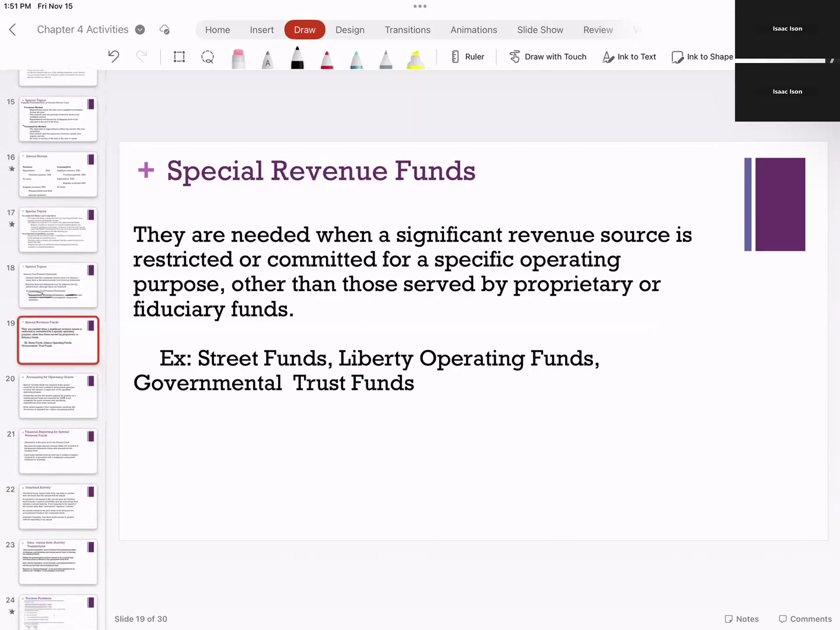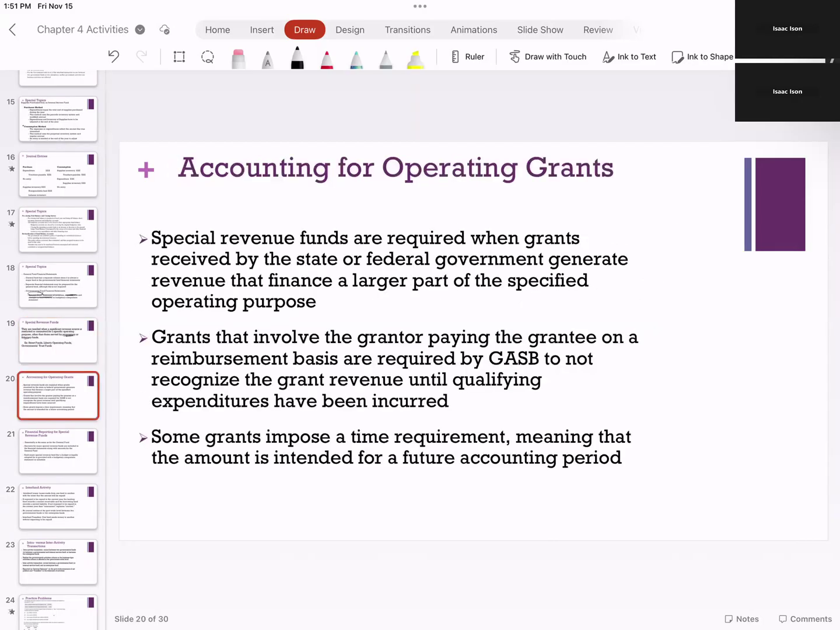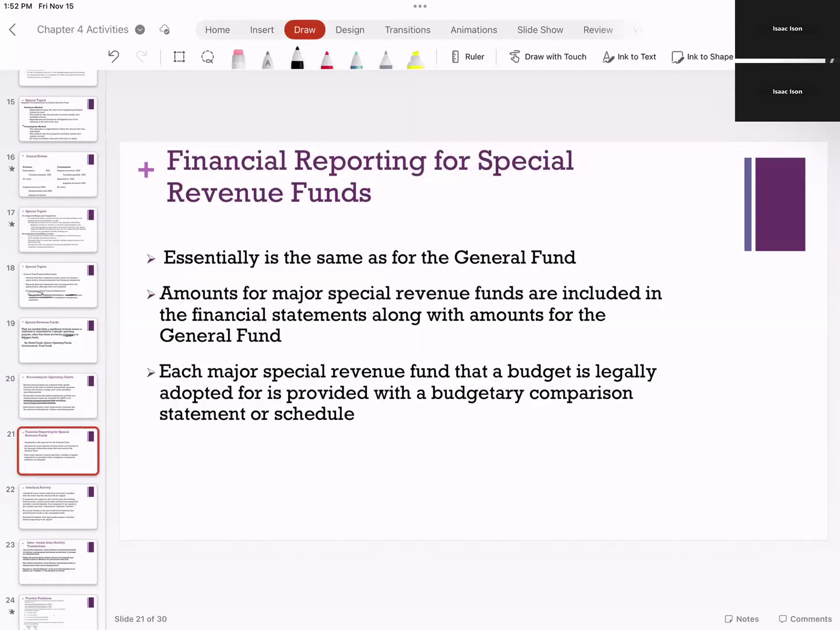So special revenue, I think I've talked about this enough. The special revenue fund is used when the taxes are restricted or committed for a specific purpose. Yeah, and obviously when those funds, they wouldn't be proprietary or fiduciary funds. They'd be for the general government. Grants. Yeah, so we don't recognize revenue until we have the qualifying expenditures, like once those have been incurred. So get there.